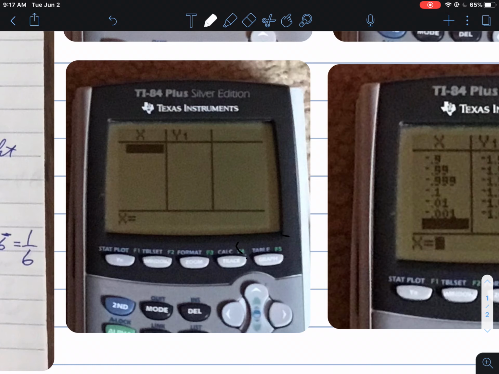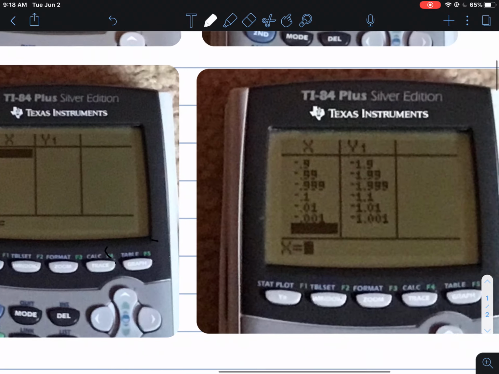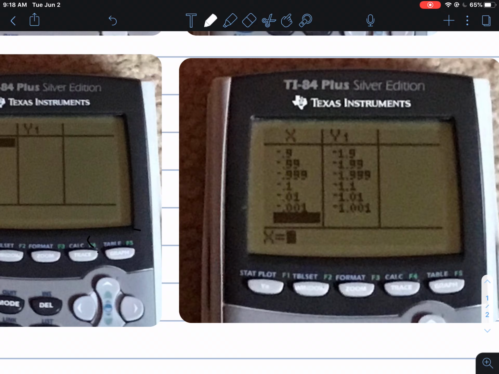Right? So just type in negative 0.9, hit enter. Type in negative 0.99, hit enter, and so forth. And you can quickly plug in each of those numbers, and there are your y values. Right? And so that's what we're interested in.